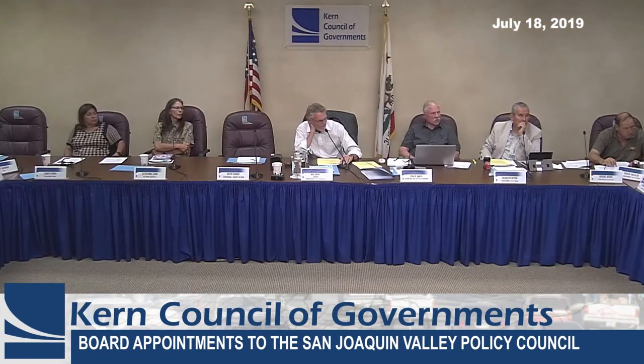Mr. Grola. Yes, two questions. One, how many primary members does the COG get to appoint to the Policy Council? One or two? Typically, you have a board member and an alternate. Some of the agencies have appointed either two members and an alternate, or a member and two alternates. It just depends on the agency. Okay.